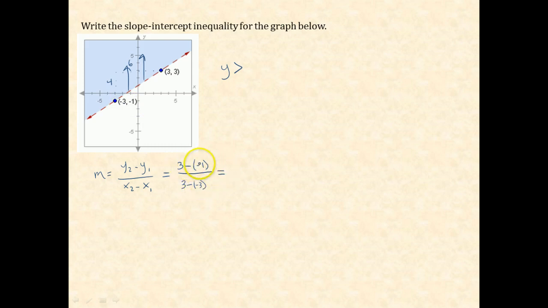When you subtract a negative, it turns into addition. So this is 3 plus 1, which is 4. And this is 3 plus 3, which is 6. Which is pretty much what I said right here. Up 4 over 6. Rise 4, run 6. This reduces to 2/3. So our slope is 2/3.